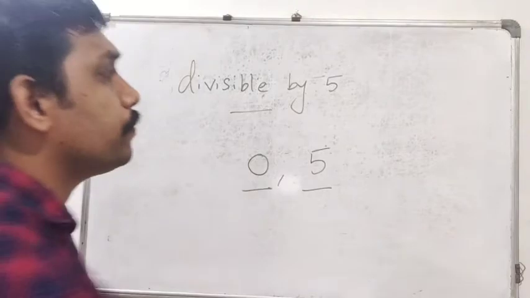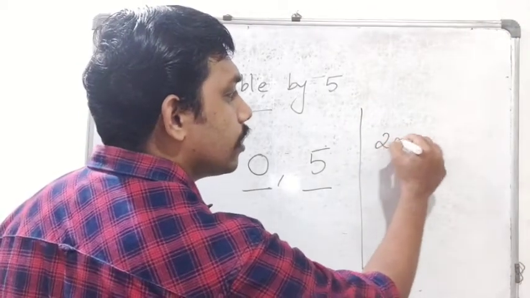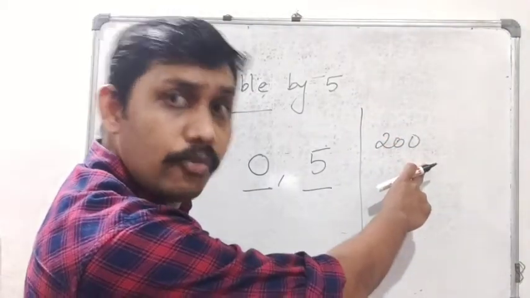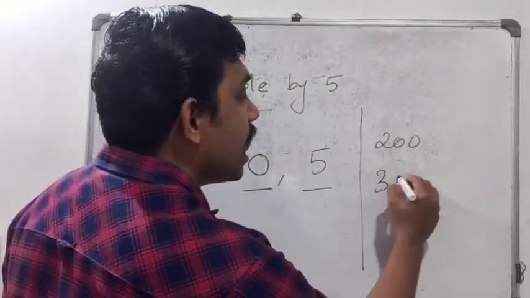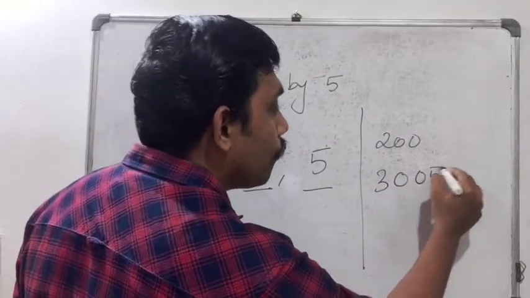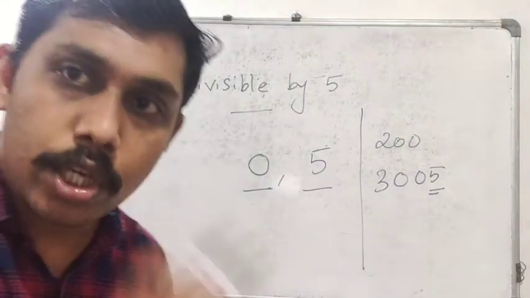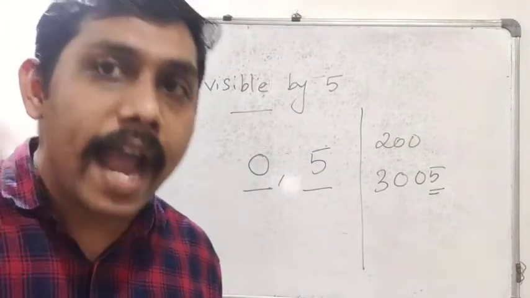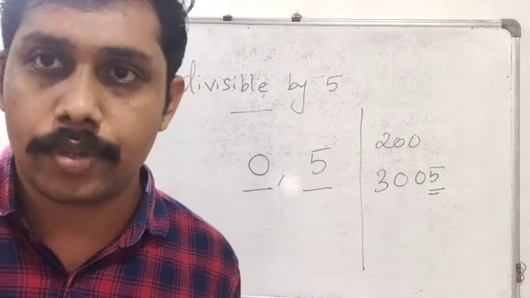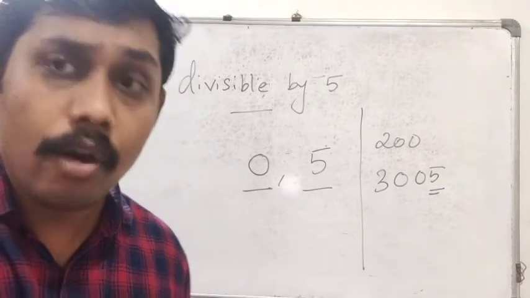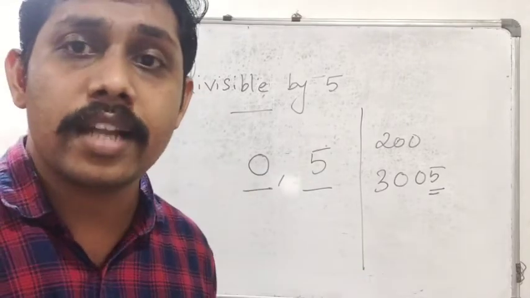Examples: 200 can be divided by 5. 305, isn't it? So if the digit in ones place is 0 or 5, we can divide that number by 5. Okay, so these are the divisibility rules of 2, 3, 4 and 5.